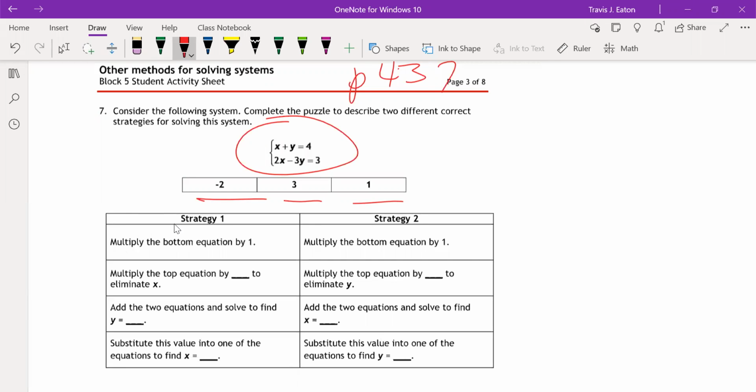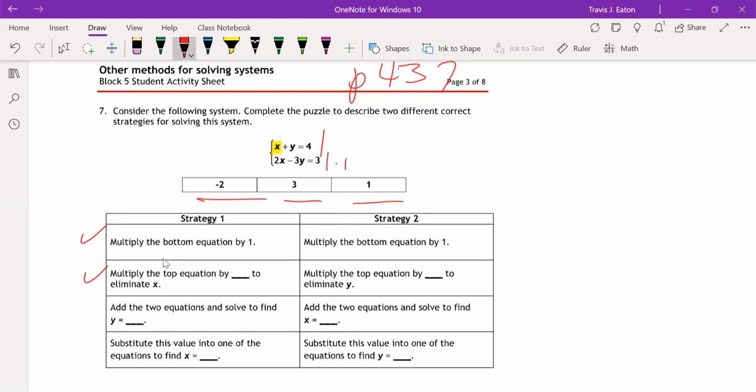So strategy number one says that we are going to multiply the bottom equation by 1. Okay, well, I'm down with that. So I'm going to put my plan bar. There's my plan bar. And I'm going to multiply that one by 1, which just means that that isn't going to change at all. But then the next step, multiply the top equation by something to eliminate x. So I want to get rid of my x.